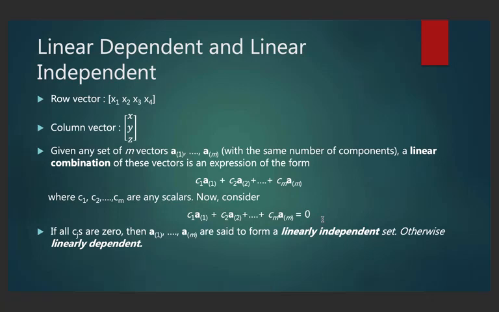Next up we have linearly dependent and linearly independent vectors. So row vector, as I showed you in the first slide, and column vector. Given any set of m vectors a1 dot dot dot am with the same number of components, a linear combination of these vectors is an expression of the form c1a1 plus c2a2 plus dot dot dot cm am, where c1, c2 dot dot dot cm are any scalars. Now if we consider c1a1 plus c2a2 plus dot dot dot cm am equals 0, if all c's are 0, then a1 dot dot dot am are said to form a linearly independent set, otherwise linearly dependent.